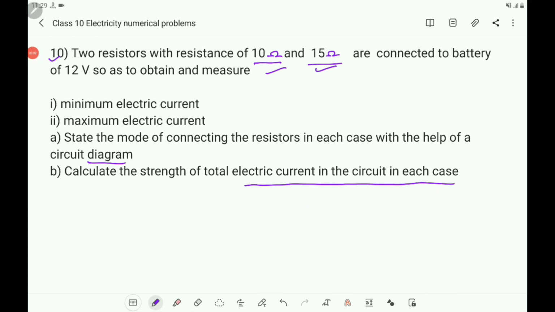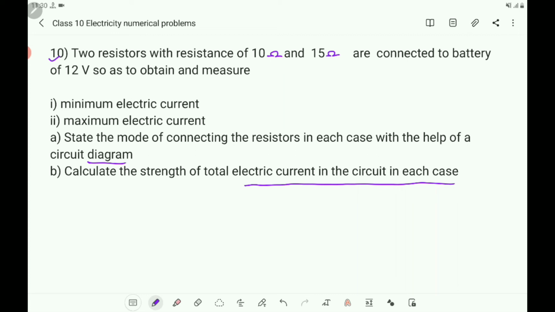To get the minimum electric current, the resistance should be maximum. So to get the minimum electric current, we have to connect the resistances in such a way that we get the resistance maximum. If the resistances are connected in series, the resistance becomes maximum, then the current will be minimum. So to get the minimum electric current, the resistors must be connected in series to get the maximum resistance.